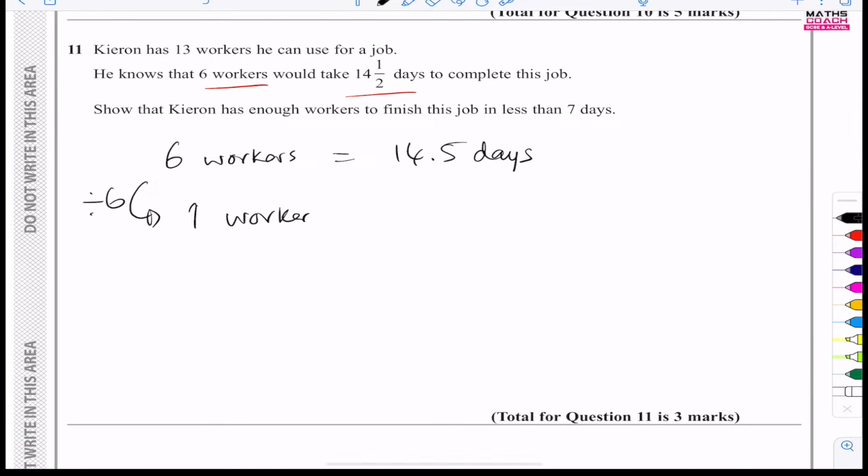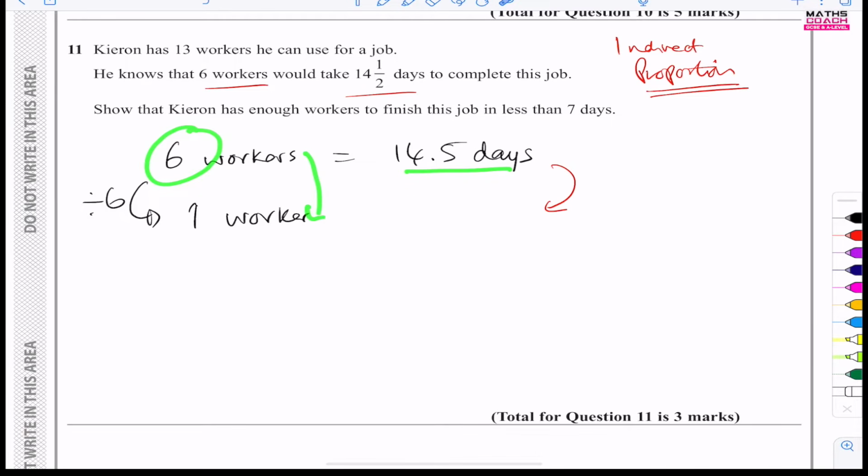We do divide by 6 here, but on the other side, because this is indirect proportion, okay? I'll explain what I mean by this. Because if you have 6 workers that take 14.5 days to do some work, and if you reduce the amount of workers, would you expect 1 worker to take more time or less time than 14.5 days? Of course, more time. So this is known as indirect proportion, and we multiply the opposite side. So if we divide here, we multiply here, okay?